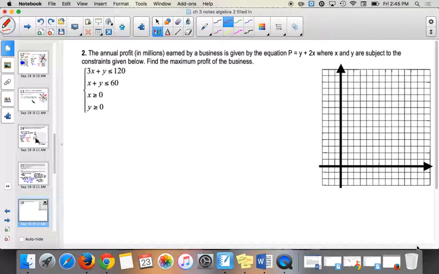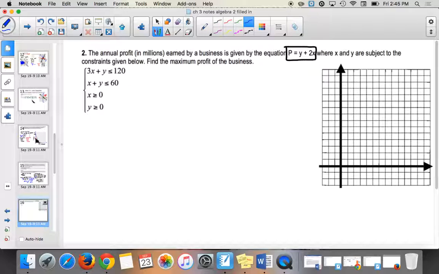All right, so same idea here. This is more how your homework is. It's not like the big story problem necessarily. There are some on the back page that you have to set up, but they're not as hard as that first one. So the annual profit in millions earned by a business is given by the equation P equals y plus 2x, where x and y are subject to the constraints given below. Find the maximum profit of the business.